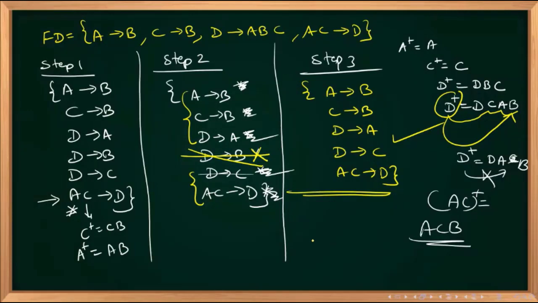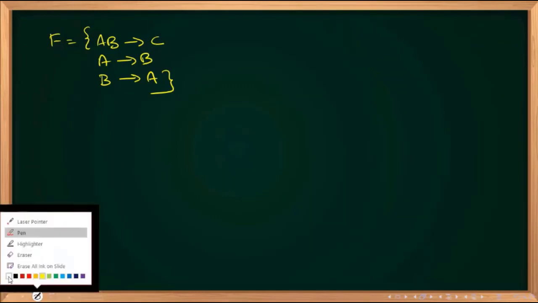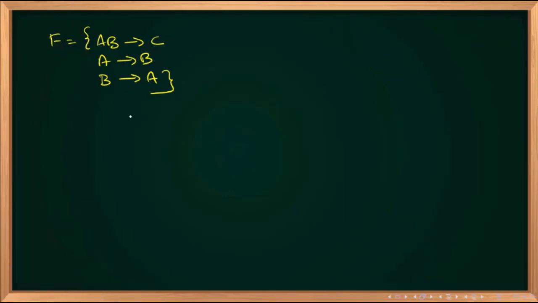Fine. So one last problem. Okay, do it and we can leave. This problem is not a relation. It is a functional dependency. F equal to AB to C, A to B, and B to A. Find the minimal cover of this one. Quickly you type the answer. You can go for dinner quickly.